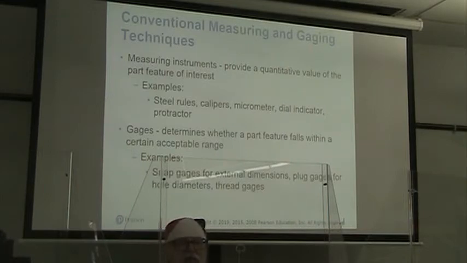For gauges, they determine whether a part feature falls within a certain acceptable range. So very often a gauge will just be a simple go, no-go gauge. Some examples are snap gauges for external dimensions, plug gauges for hole diameters, or thread gauges. Okay, so easy enough.